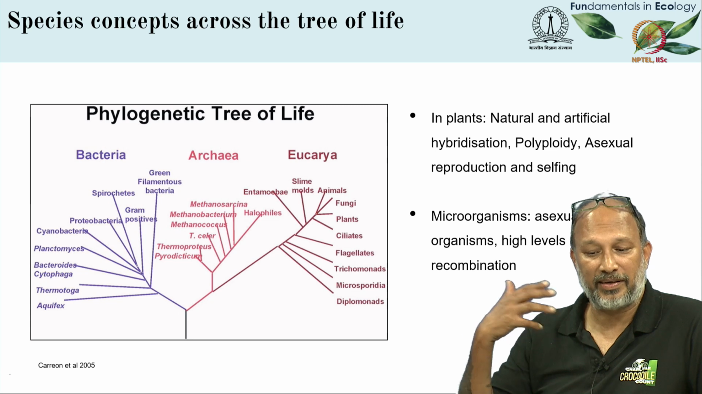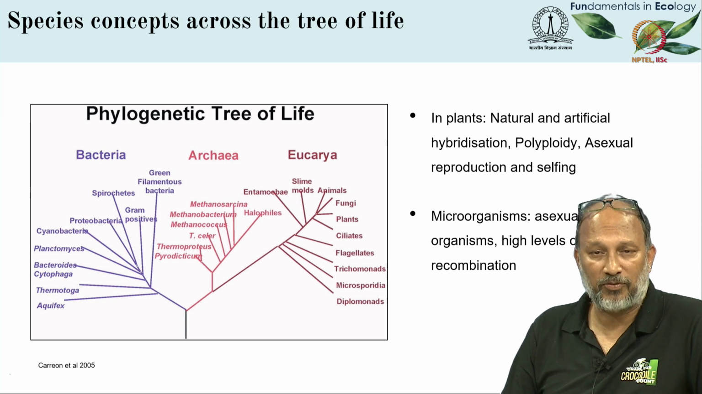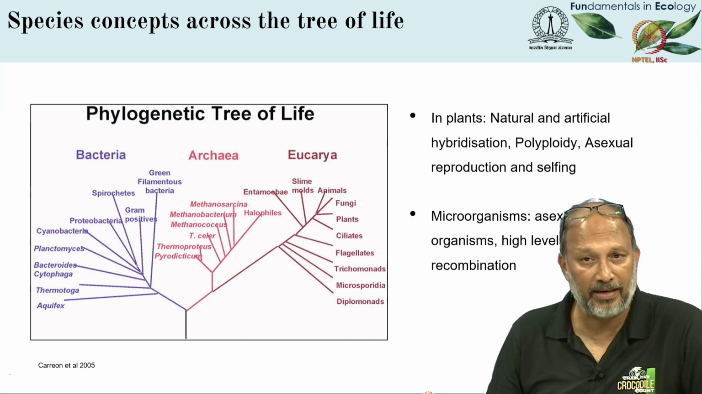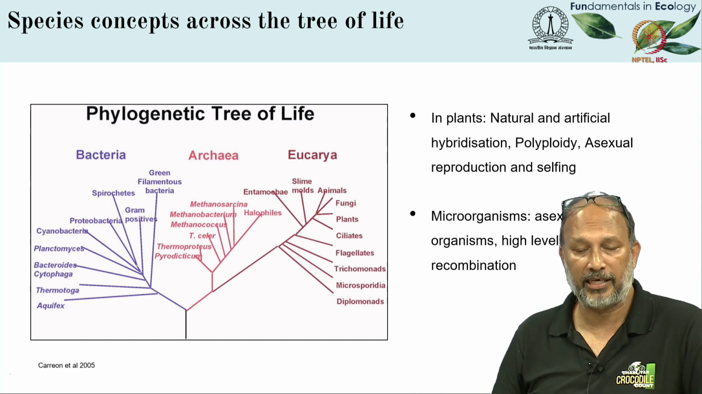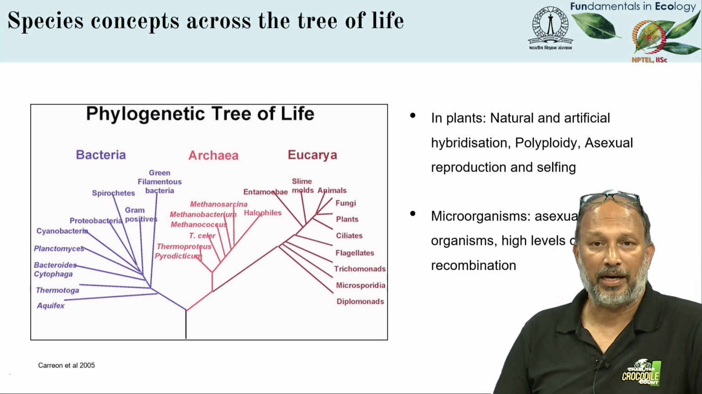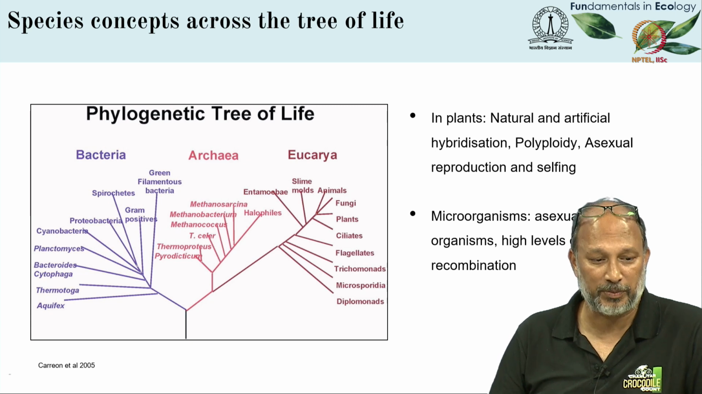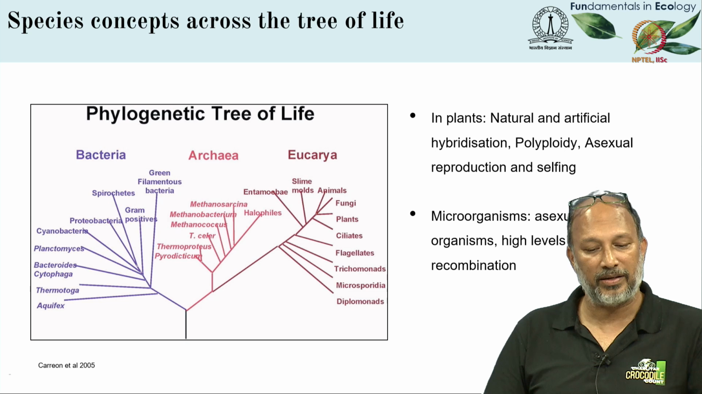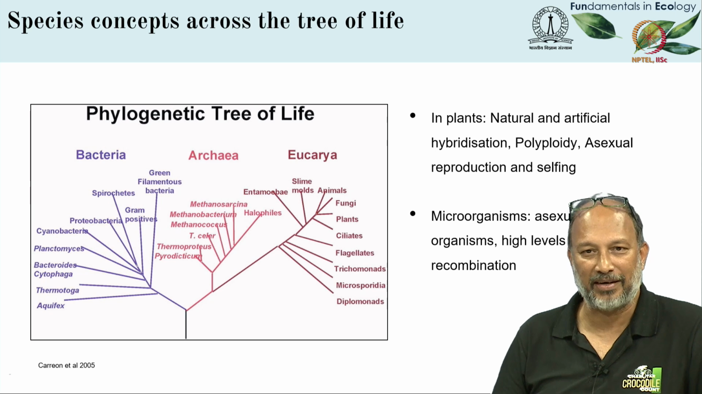But actually, if we look at the tree of life, much of this is useful for eukaryotes, in fact higher invertebrates and vertebrates, and even there often they don't apply. And certainly when we look at plants, where there's natural hybridization, polyploidy, asexual reproduction and selfing, and microorganisms, where you have asexual reproduction and high levels of recombination, most, or perhaps in some instances all, of these species concepts don't apply very well at all. And so we have to recognize the limitations in applying what we've learned about species concepts across this larger tree of life, where the animals that we're applying them to form a very, very tiny small branch of that tree.